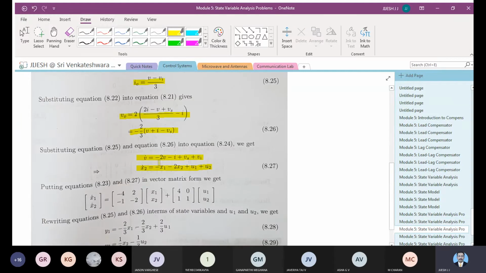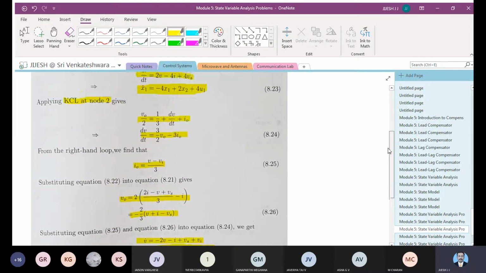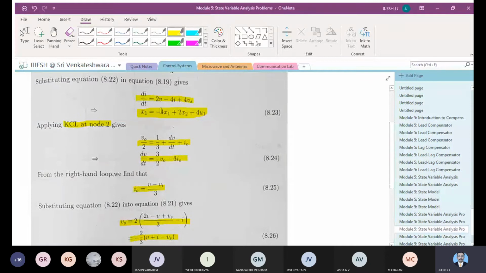So x2 dot minus 2, here it is. V is equal to x2, minus 2 x2, Vs is there. So you can substitute u and all those things. Finally you will get this equation, that is x2 dot is equal to minus x1 minus 2x2 plus u1 plus u2. So this is what you get for x2. Similarly, we have also written the equation for x1: x1 dot is equal to minus 4x1 plus 2x2 plus 4u1.